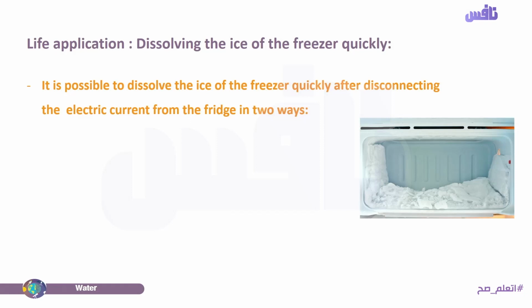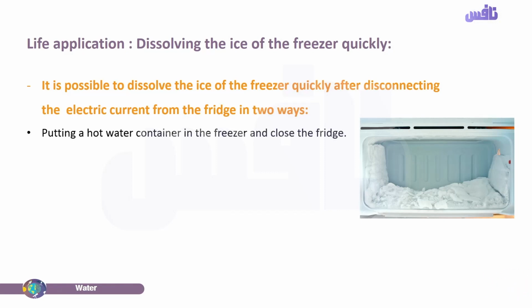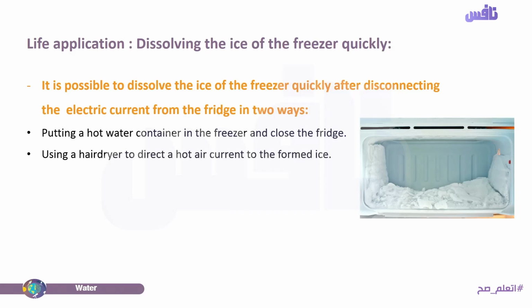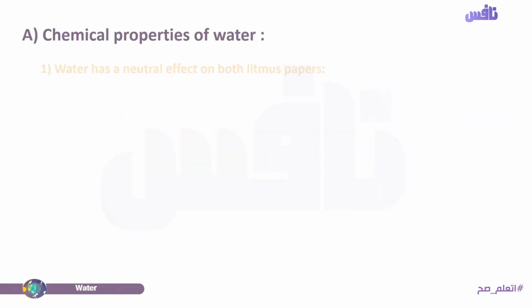It's possible to dissolve the ice of the freezer quickly, after disconnecting the electric current from the fridge, in two ways. Putting hot water in a container in the freezer and closing the fridge. Using a hair dryer to direct a hot air current to the formed ice. Now, the chemical properties of water.